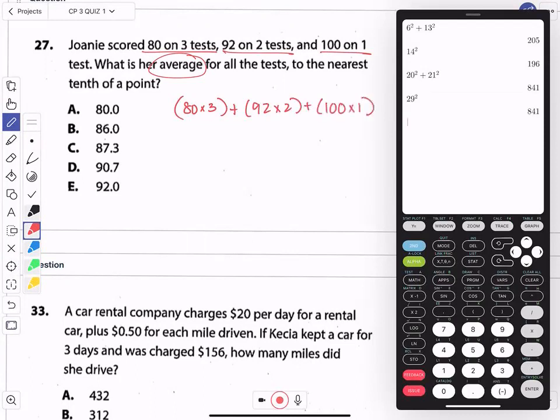So if you add up the number of tests, 3 plus 2 plus 1, she took 6 tests. So we need to divide that by 6. So I can plug this all in the calculator at once if you want. Oops, be careful when you do this. You can do this one step at a time. 92 times 2. Plus 100 times 1. I guess I didn't have to do that part. Divide that by 6. It's 87.3. And so that's C.